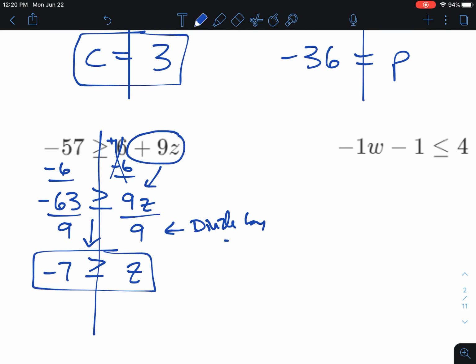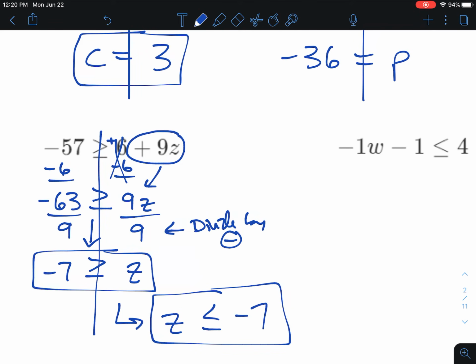If you divide by a negative or multiply by a negative on both sides, then the symbol is going to flip. But it's not going to flip in cases where you divide or multiply by a positive number. If you want to put the z first, you can rewrite this whole inequality the opposite direction. Just make sure it points the same way. It was pointing at z, so it's pointing at z this way. So z is less than or equal to negative 7.